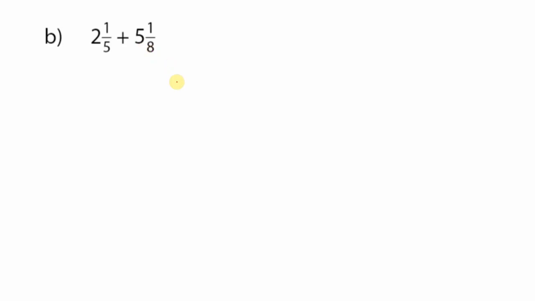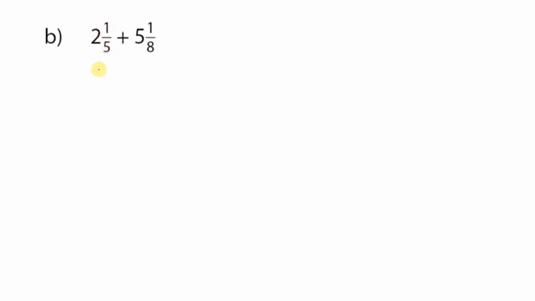So number 1B, we have to calculate. In this case, we are given mixed fractions. The strategy most often, if you are given mixed fractions, probably 99% of the cases, is just to change them to improper fractions. So how do we do that again? We take the whole number, multiply by the denominator, add the numerator, and keep it over the denominator.